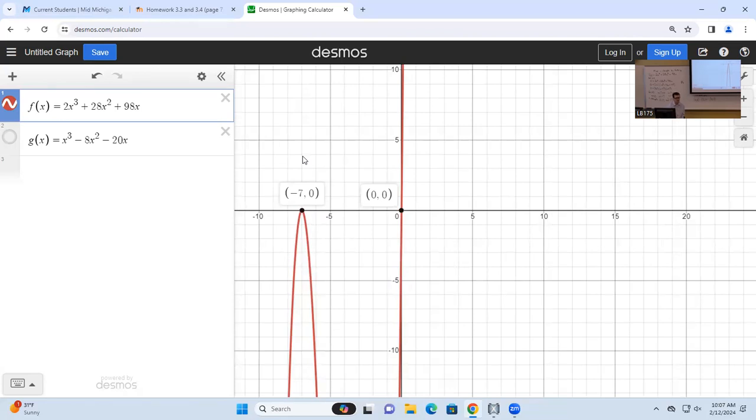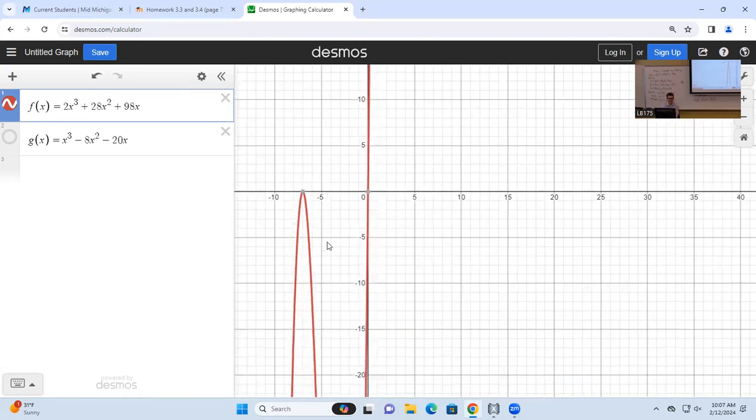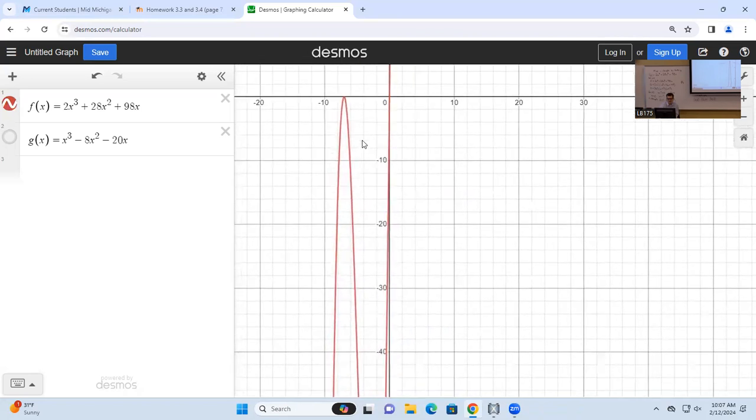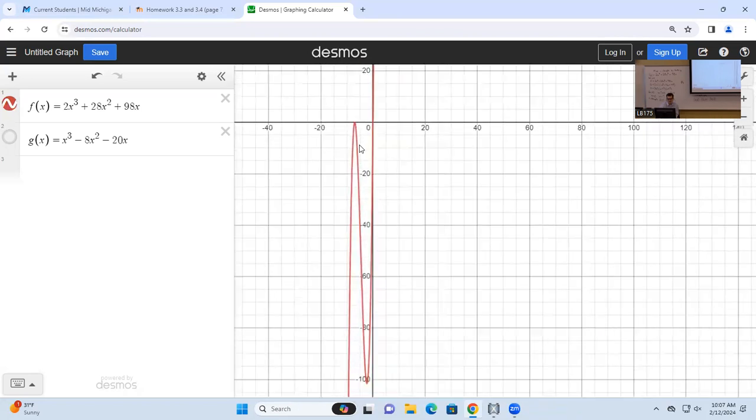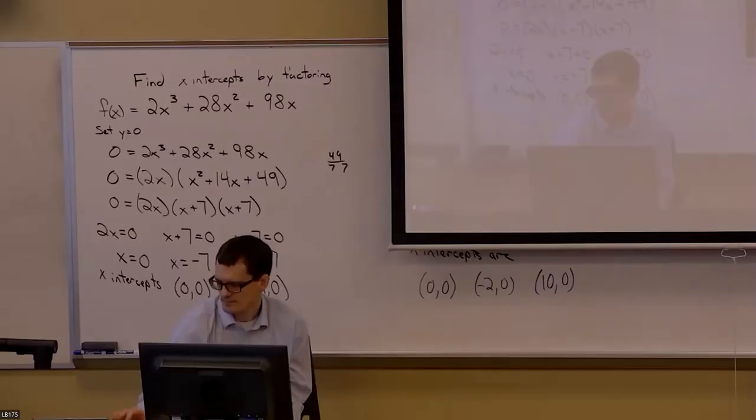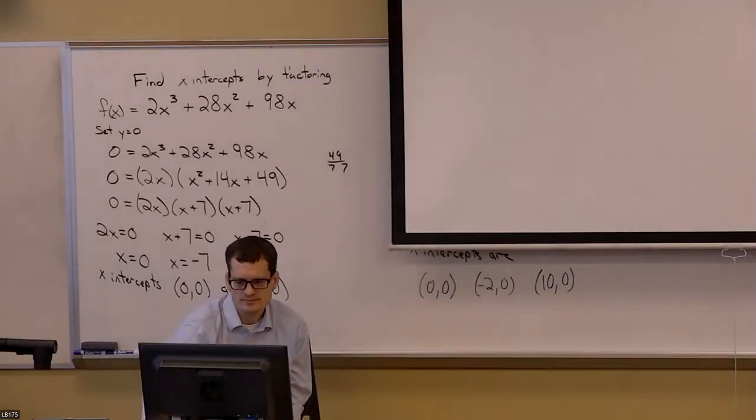Any questions about that? The graphs and all this goes. These ones were really stretched out, obviously. That's okay. All right. Good.